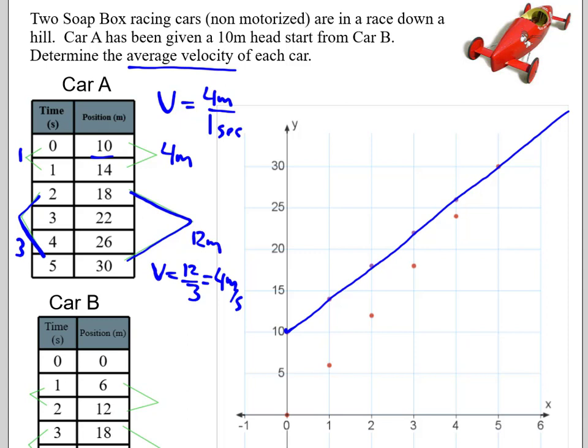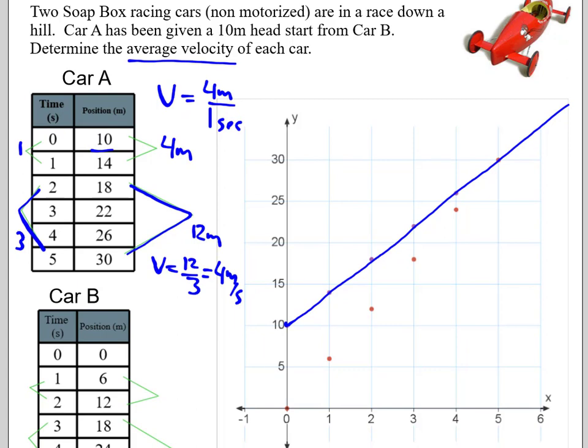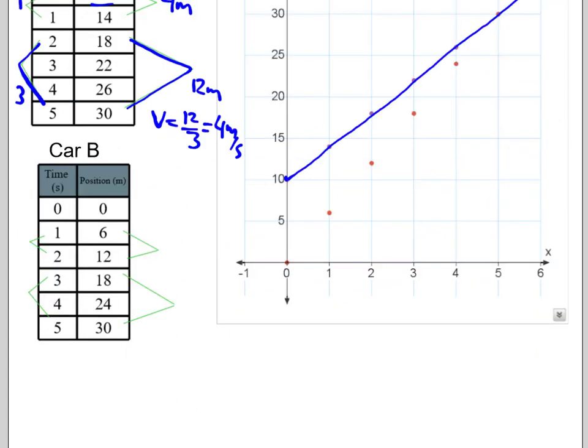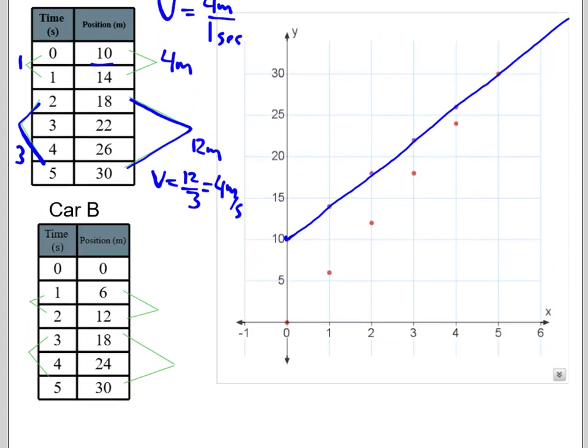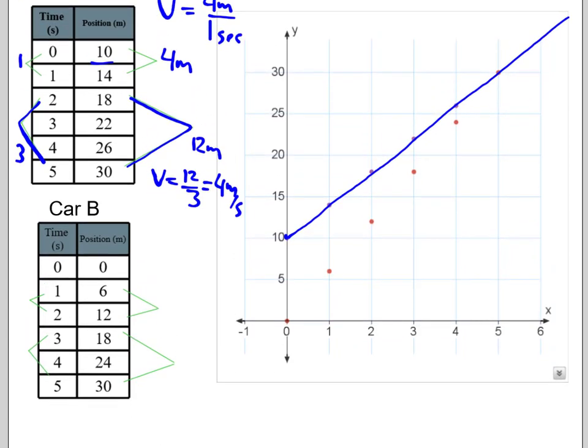Car B, and we'll change to red for car B. Give ourselves a little bit more space. Now for car B to catch car A, it has to be traveling faster than 4 meters per second. Otherwise it'll never catch up to it. So I'm going to take a look at the interval between 1 and 2 seconds. If I looked at my rate of change between 1 and 2 seconds, I would have 6 meters for every 1 second. So that makes sense that it's going faster.